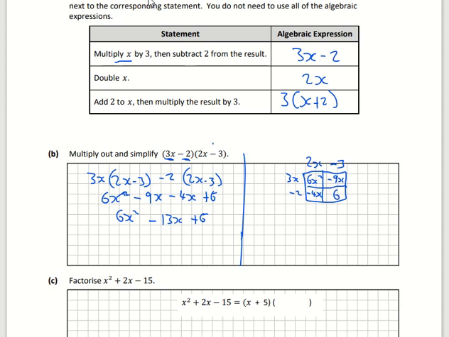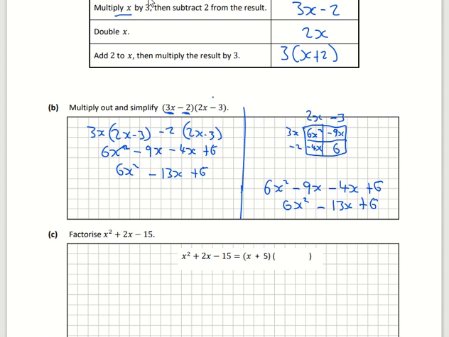And you're just taking the four things in the grid: 6x squared minus 9x minus 4x plus 6, and writing them out like that. Then the two in the middle you can combine, which gives us minus 13x. So either way you do it, and there are probably other ways as well, you should get that answer.